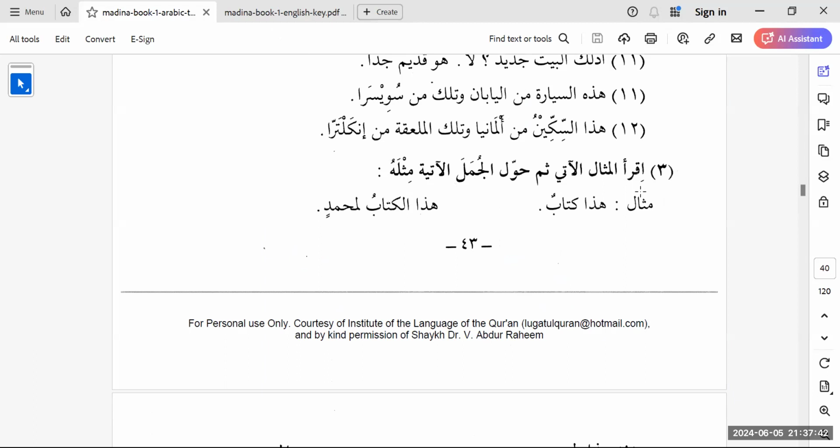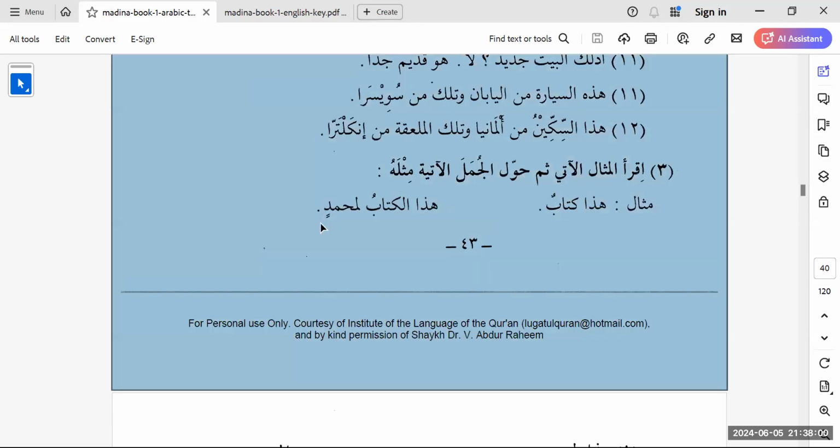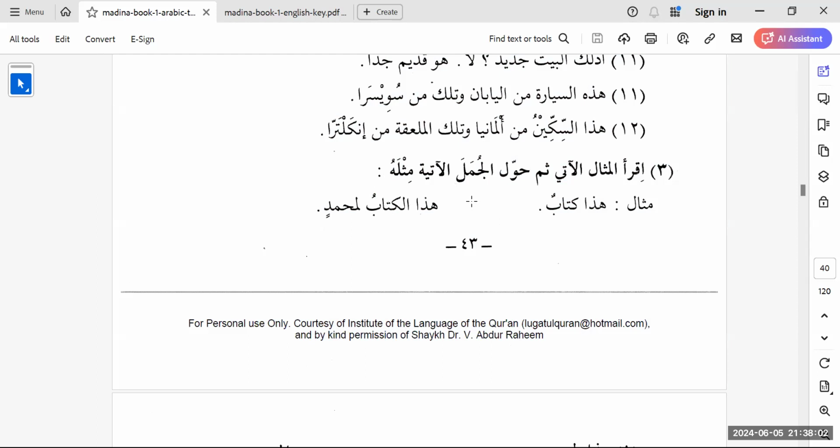The next part over here, it says to read the following examples and change them into proper sentences. For example, you have هذا كتاب. This is a book. They want you to change it to this book is for Muhammad, or this book belongs to, or this book is Muhammad's book. Actually, هذا الكتاب لمحمد is different.